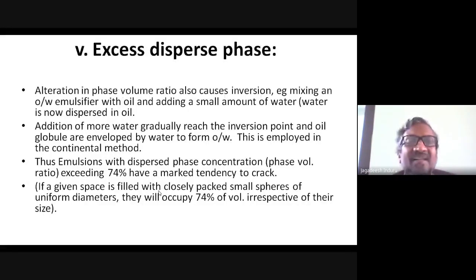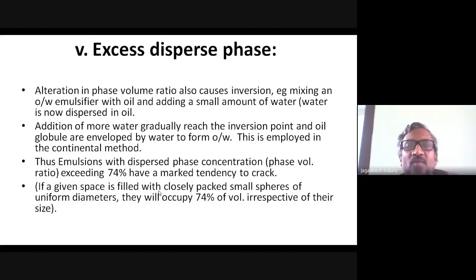The fifth factor that will cause cracking and breaking is excess of the dispersed phase. What is the excess of dispersed phase? The alteration of the phase volume ratio also causes inversion of an emulsion. That will have an impact after you make the emulsion. If you do it, it will cause breaking. If you do it as a part of manufacture, it will enhance the stability.